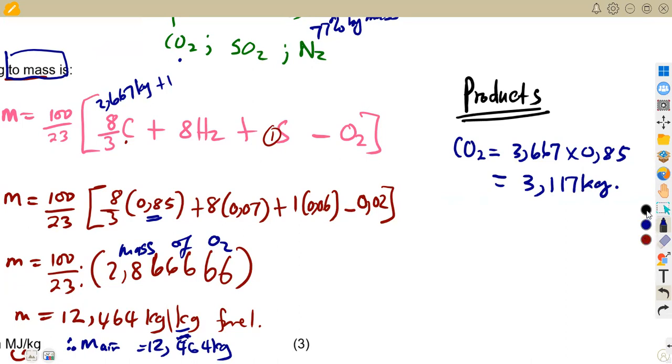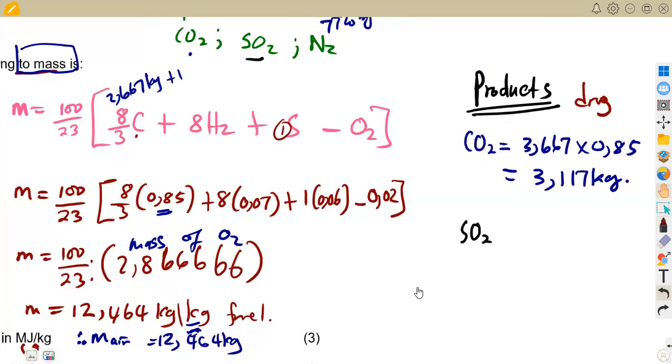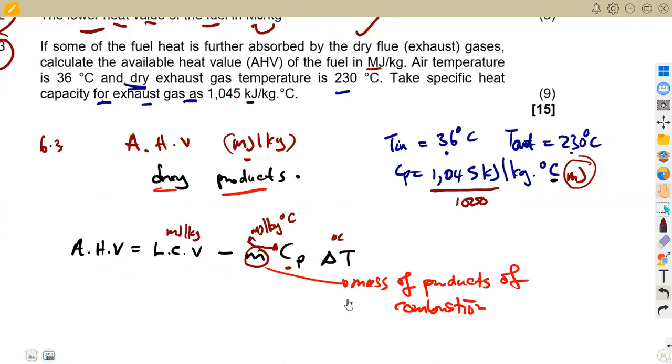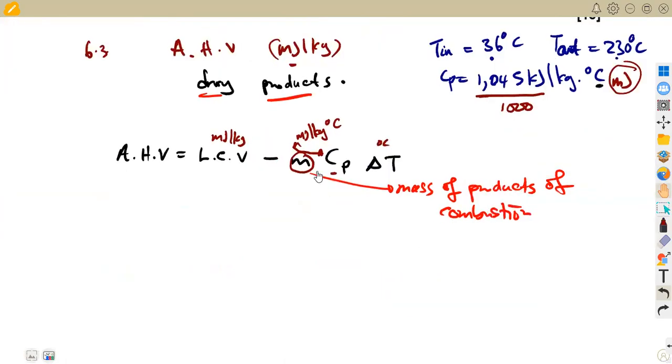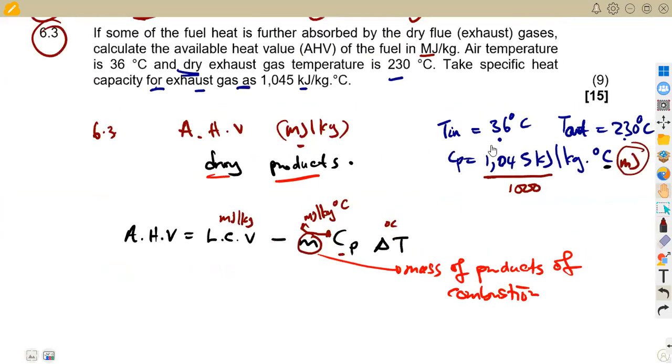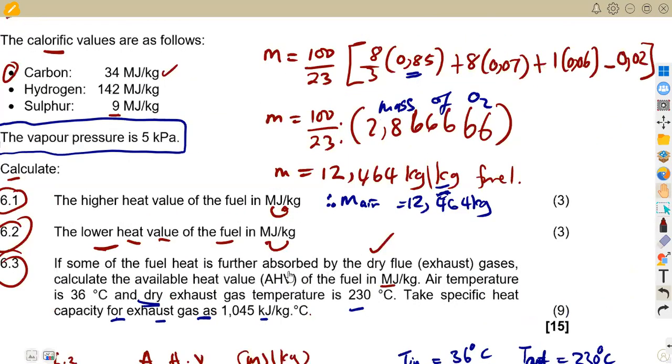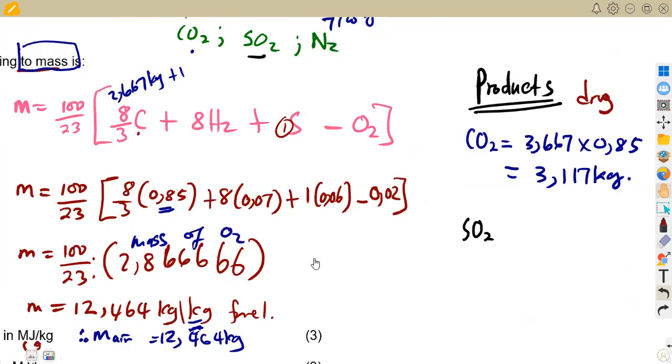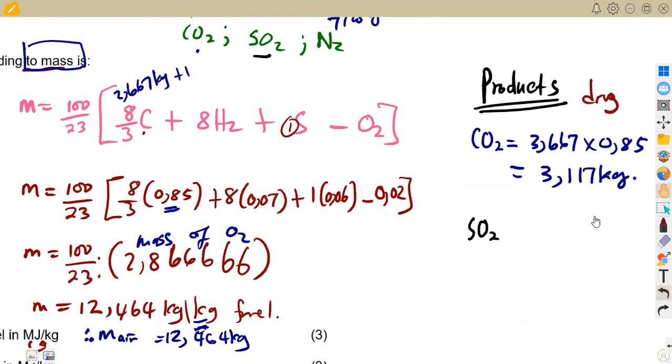So we move on to the sulfur dioxide. In this case, we are talking about dry products, as I referred to before, that here we are going to deal with the dry products as we are given. So this is the mass of products, but being dry products. Water is not part of dry products. So we are going to take sulfur dioxide in our dry products. For sulfur dioxide, we need 1 kg of oxygen to burn sulfur.